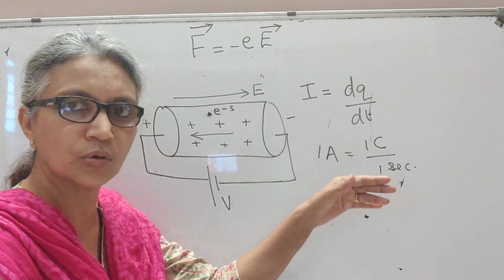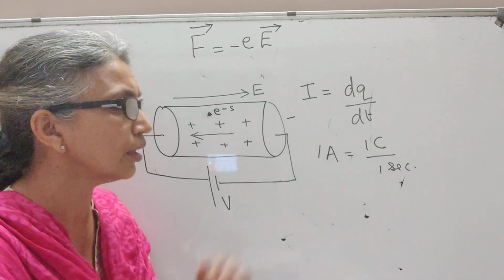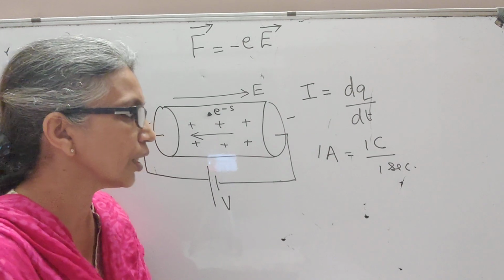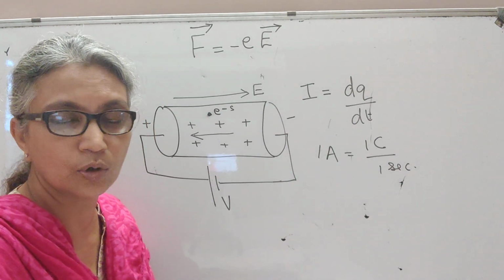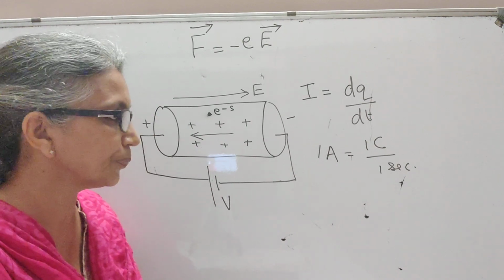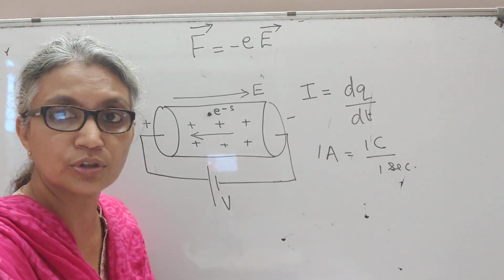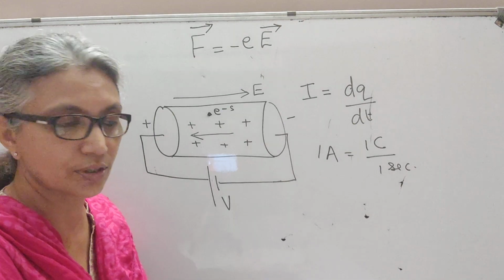So this portion I know you already know from 10th standard: current is the rate of flow of charge, and the SI unit of current is 1 ampere. Current, I hope all of you know, is a scalar quantity. Now I'm going to introduce a new topic to you called the drift velocity.